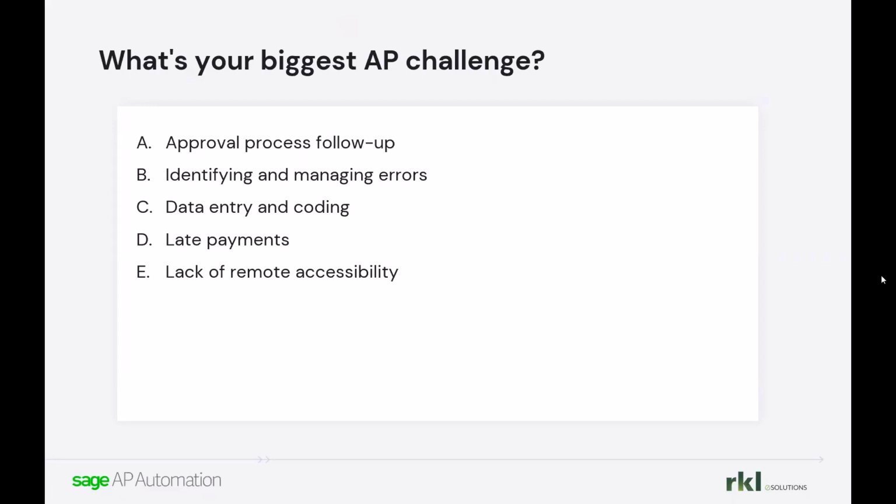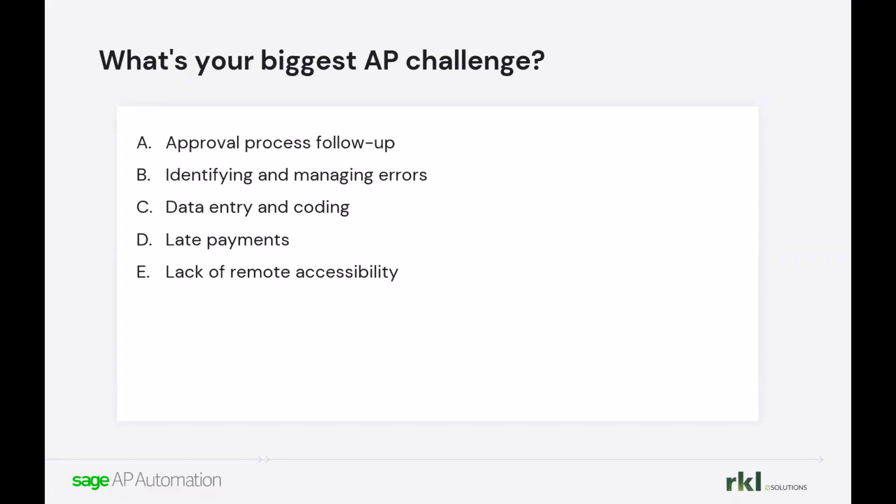All righty, let's see. So it looks like number one, approval process follow-up. So that's common for sure. Yeah, that sounds like the chasing back and forth, seeing what's approved, seeing what's still outstanding, what might be sitting on someone's desk or in an email inbox. And then second place, the data entry and coding. And then looks like third, identifying and managing errors. So maybe something got posted to the wrong GL, having to do journal entries, mess around with that. Cool, so that's interesting to see. So a lot of people here today, the chasing around of approvals and then that data entry. So that's good to know.